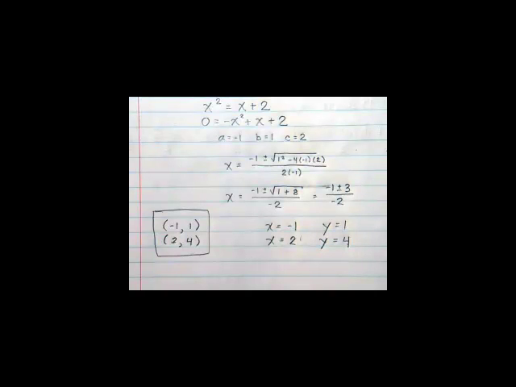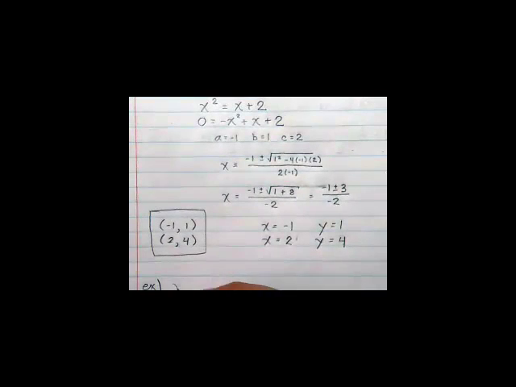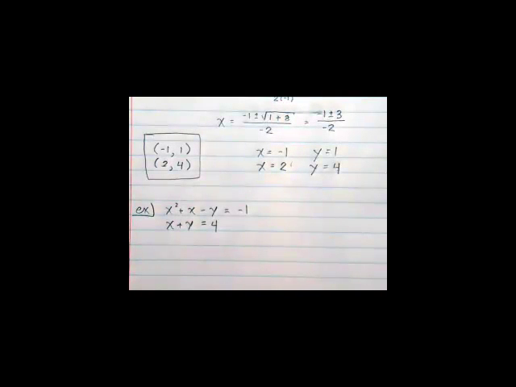So let's try one more doing some substitution and see how it goes here. We have x squared plus x minus y equals -1, and then x plus y equals 4. If I'm going to use substitution, I'm going to have to do something with those equations to get started. So what do I need to do to get started here?